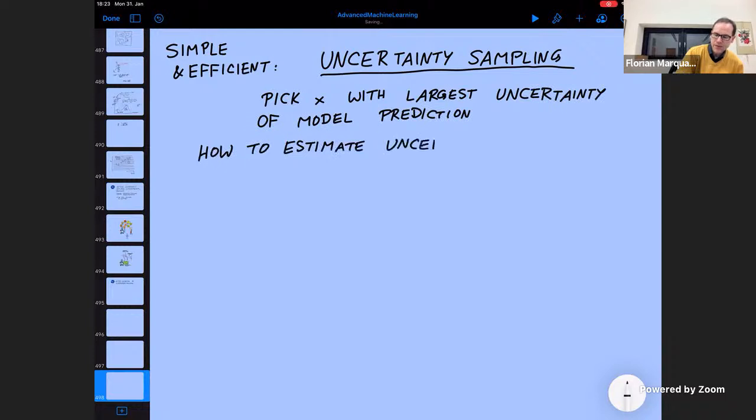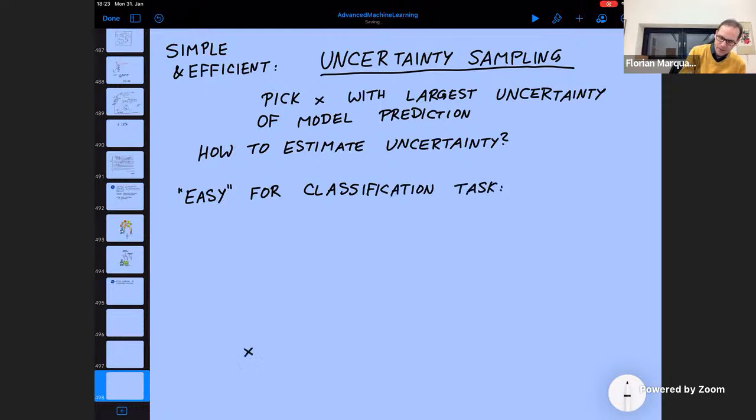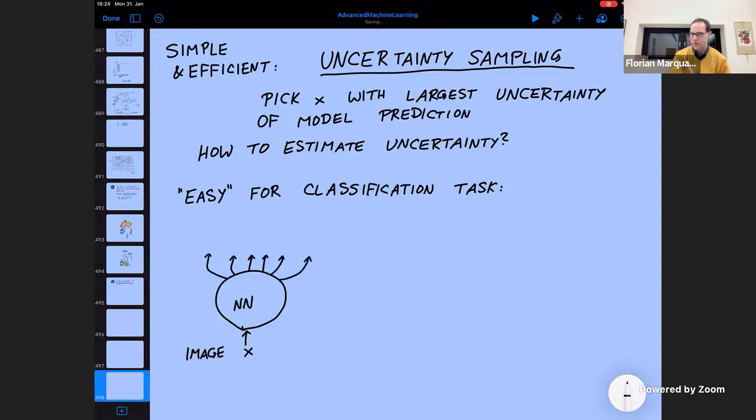And the answer really depends. It depends very much on what you're looking at. It's a little bit harder if you have a regression task where you try to predict continuous values, but it's comparatively easy for a classification task because of the way that we often train classification tasks. So you remember that in a typical image classification task, we would have an image and we send it through a neural network, for example, a deep convolutional neural network. And then we make it such that the output neurons of the neural network correspond to the different class labels. So we would have several outputs. If there are 100 different categories of objects, there would be 100 neurons in the output.